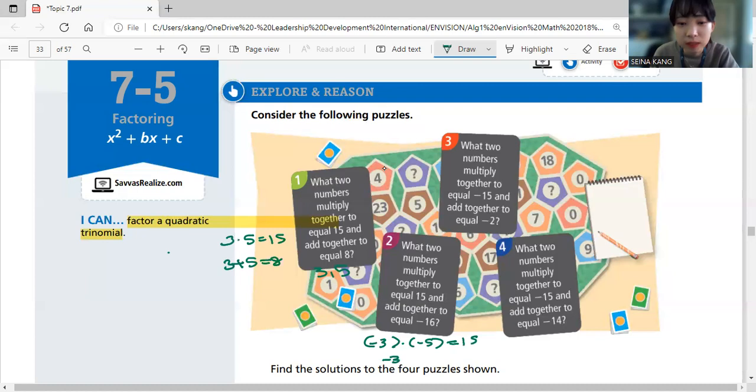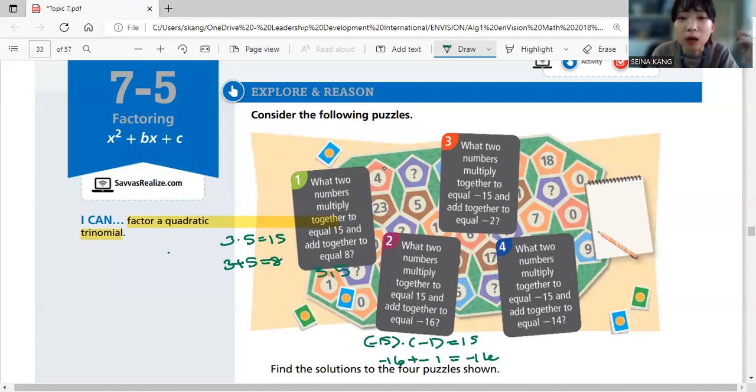Negative 3 times negative 5 would be positive 15. No, I'm so sorry, I was thinking something else. 15 and 1, right? So negative 15 and negative 1 multiply together to be 15. Negative 15 plus negative 1 is equal to negative 16.